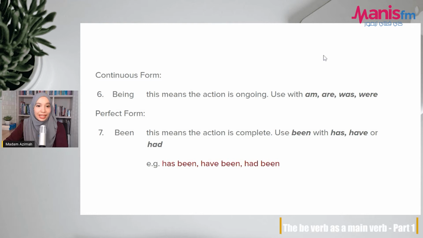And number 7, B-E-E-N, been. Earlier we had being with I-N-G, but this one is B-E-E-N, which is in the perfect form, this means that the action is complete, and you use been with has, as in has been, have, as in have been, or had, as in had been. All right. Now, again, you do need to memorize this, which ones go with what and all. So this is very, very important. Whether you like it or not, it is important. Okay. So now we've learned the 7 forms of the be verbs, right?